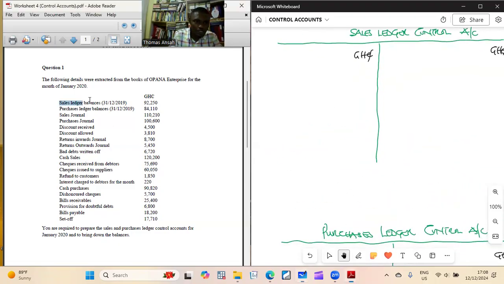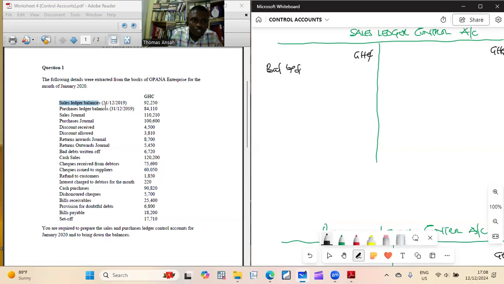So we start with the sales ledger balances. So you know what? Sales ledger, debit or credit? It's obvious. A debit balance, is that not it? Because you are picking it from the individual debtors account. So balance brought down. That is because we are preparing this thing for 2020. This is the end of last year. The balance carried down for last year. So the balance brought down is what we will have here. So that will be 92,250. That's what you have.